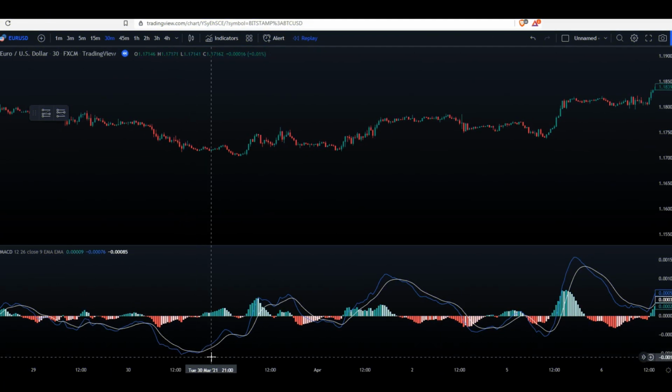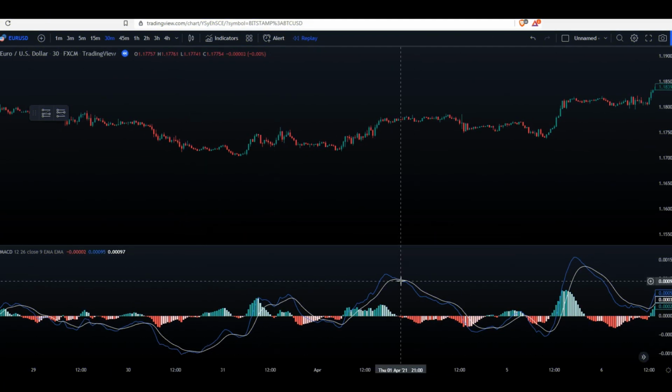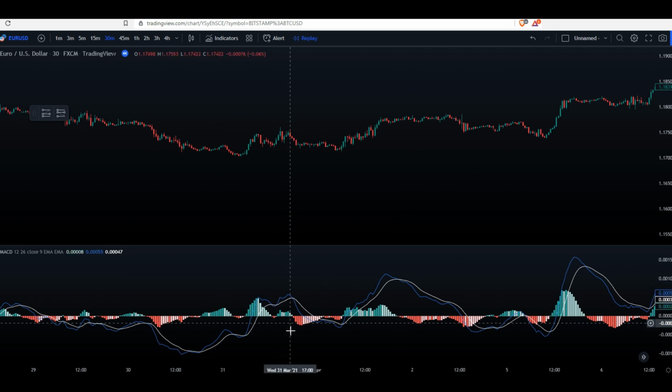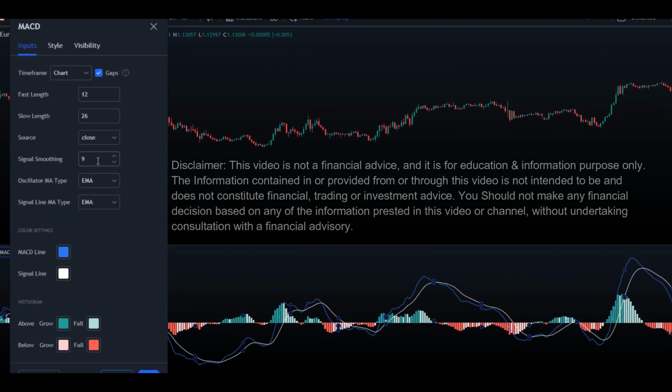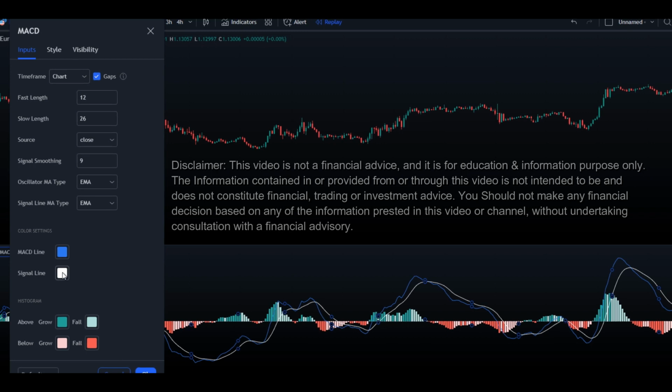In order to improve my strategy, I decided to understand the MACD. I will try to keep it simple. The total game is about the crossover of MACD and the signal line. Here I have changed the MACD line color into blue because I don't like the red color, as it mixes up with the momentum bars.